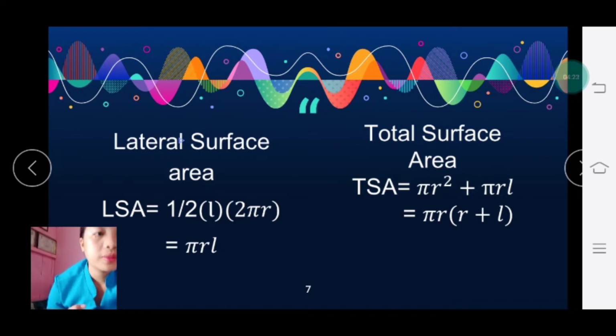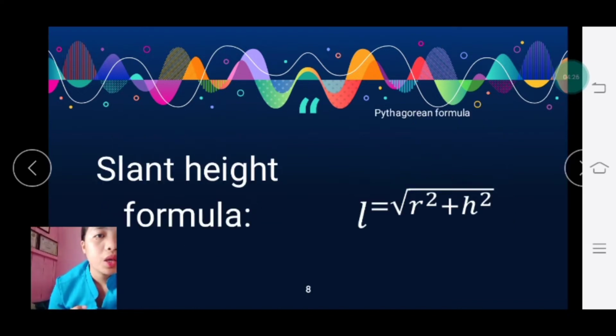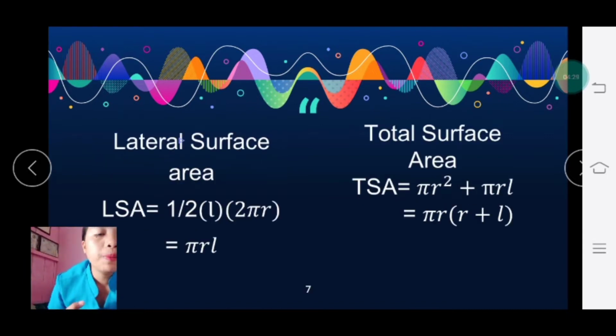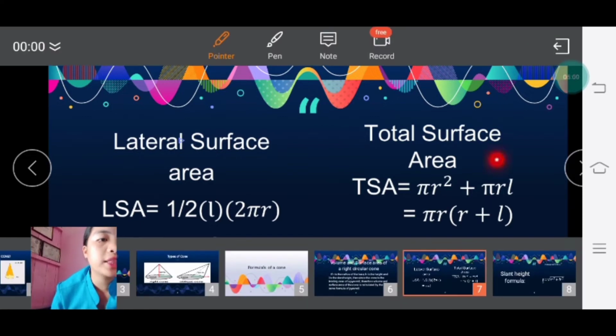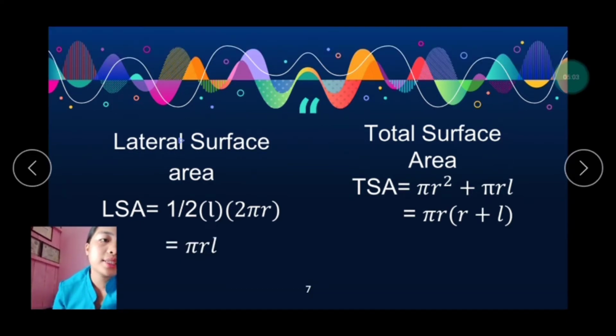Okay, next. Pwede po nato gamiton, class, ang formula nga pi r times r plus L. So, kung given na yung L o ang slant height, then meron na tayong radius. So, we have to simplify those numbers. For example, class, if the radius is 2, i-substitute lang natin dito sa R, then ang slant height.